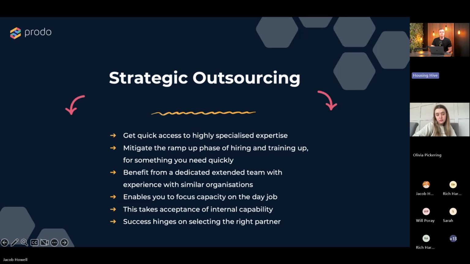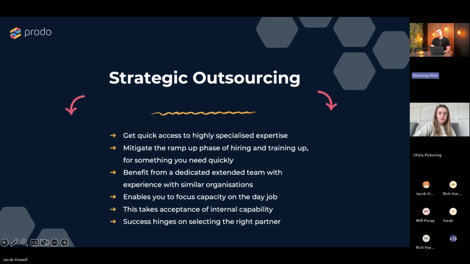It could be that there's a complex comms campaign or a particular piece of technology needs integrating, whatever it might be, whereby internally it simply isn't possible, and therefore in that case spending on strategic outsourcing is probably a good idea. It will mitigate that ramp-up phase, as we say. If there is a solution which is needed quite quickly, that outsourcing approach can bypass some of that in terms of recruiting, onboarding and training. Instead, you get access to essentially a dedicated extended team, if you like, if the relationship works in that way, who are ready to hit the ground running, provide value quickly and accelerate things which maybe need to be accelerated a little bit quicker.